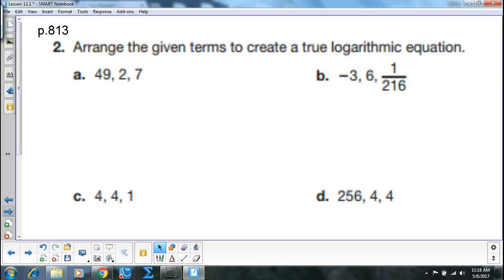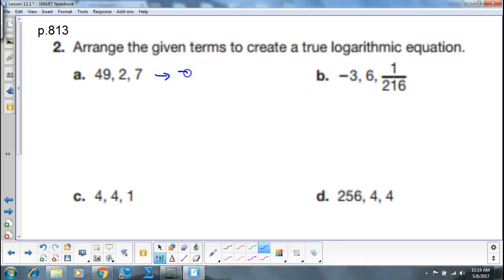So, on page 813, what it's asking there in question number 2 is, you're going to take those three numbers and you're going to rearrange them into a true logarithmic equation. So, I know that 7 squared is 49. Would you all agree with that? So the true logarithmic equation here would be log base 7 of 49 is equal to 2.